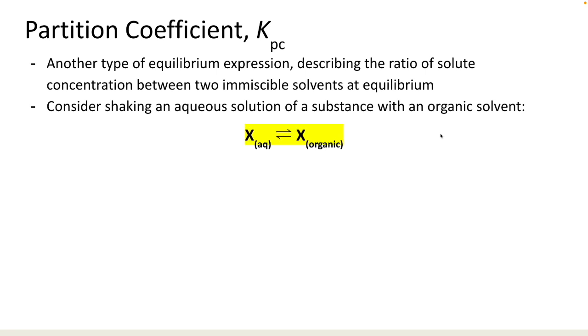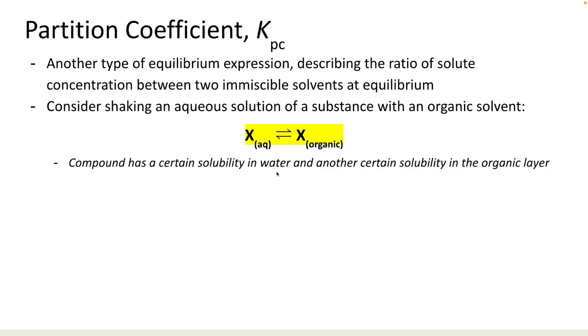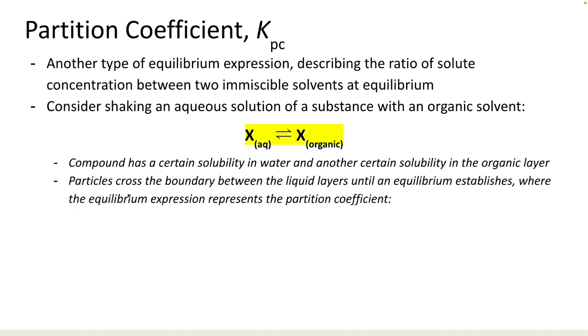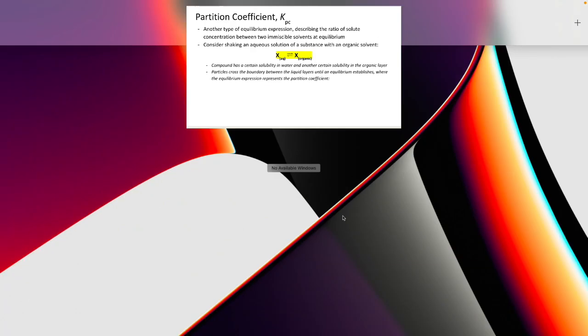We can represent the equilibrium that occurs like this, where X is whatever our substance is. It's going to have a certain solubility in the aqueous layer and a certain solubility in the organic layer, all dependent on its properties. Particles cross the boundary between the liquid layers until an equilibrium establishes, where the equilibrium expression represents the partition coefficient.